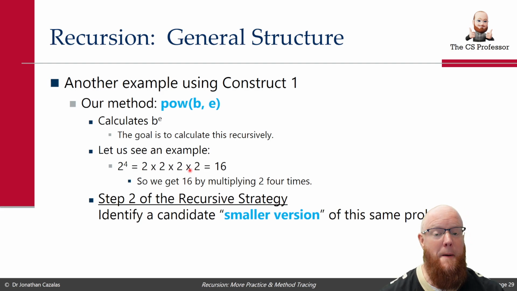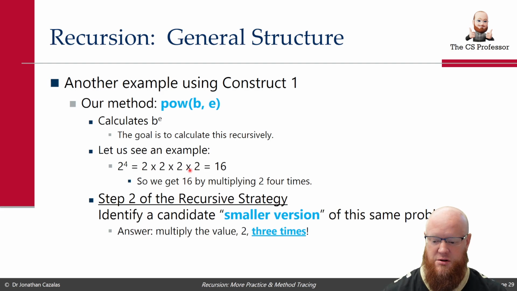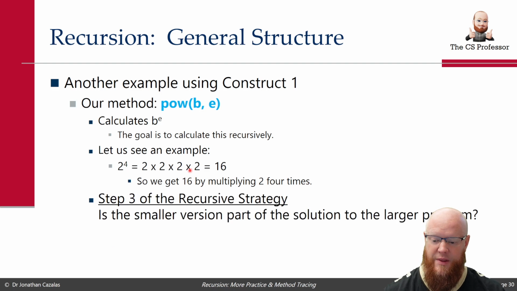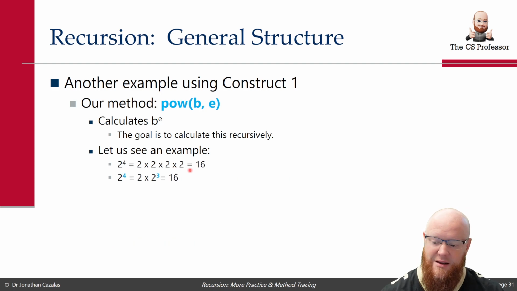What's step 2? Pick a candidate smaller version of the problem. We might say, well, a smaller version, instead of multiplying 2 4 times, how about multiply 2 3 times? Is that a smaller version? Yes, it is. So now let's check. Is this smaller version part of the answer to the original? And the answer is yes, it is. Here's the example. 2 to the 4, we already see it's 2 times 2 times 2 times 2. But we can also say that 2 to the 4 is really 2 times 2 to the 3.